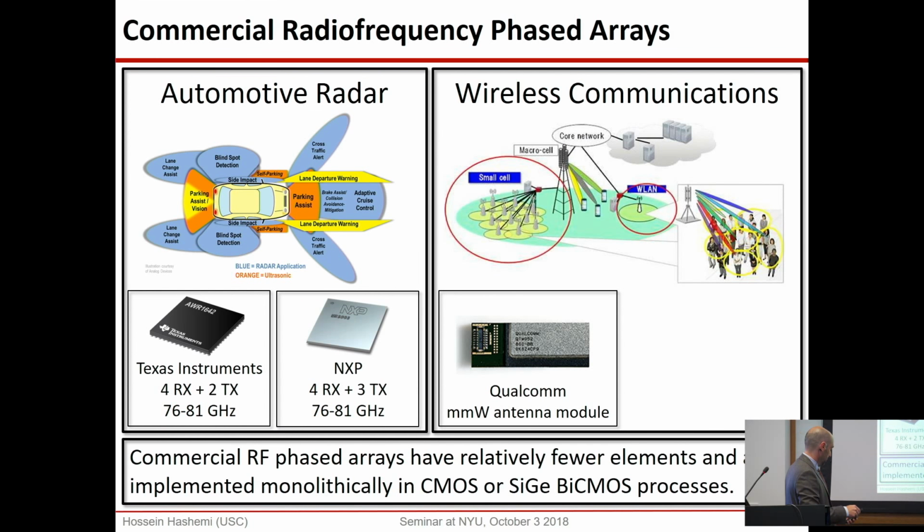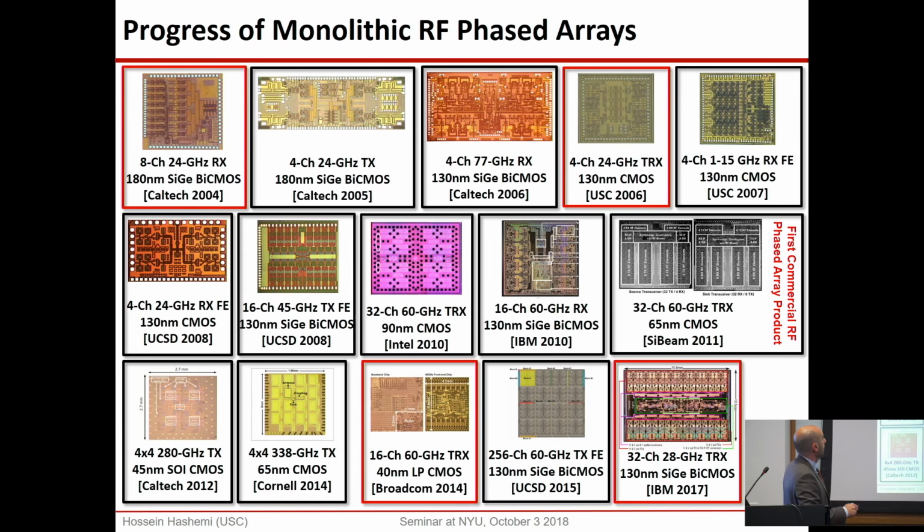So what happened since? There's been a lot of progress. If you read the community, the number of phased array chips that were realized in silicon or CMOS was 1, because this was only 1 in 2004. And if you Google search now, there are hundreds and thousands. Naturally, this is not an exhaustive list by any means. I'm just showing you some of the highlights.